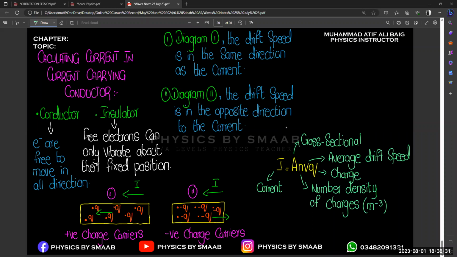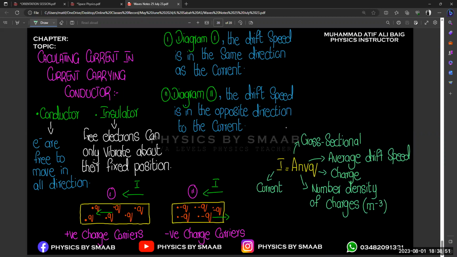So actually this is the formula, and you can easily calculate the current in a current carrying conductor through any specific cross sectional area or through any specific length. So this is a new concept. There is a new concept of drift velocity in your AS, right?